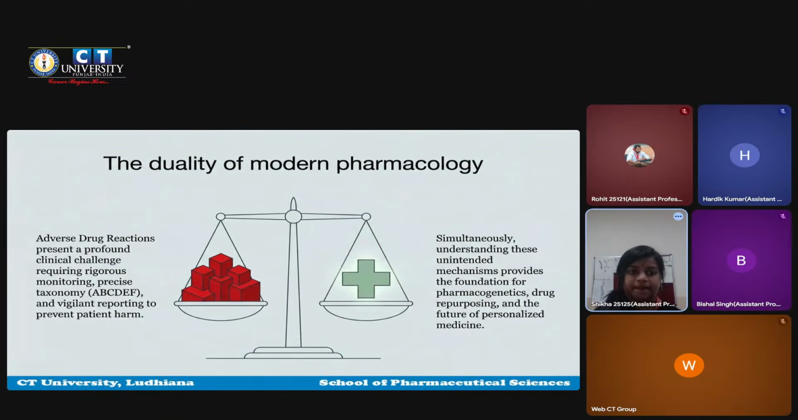Next, the duality of modern pharmacology. ADRs present a profound clinical challenge requiring rigorous monitoring, precise taxonomy, that is A, B, C, D, E, F, and vigilant reporting to prevent patient harm. Simultaneously, understanding these unintended mechanisms provides the foundation for pharmacogenetics, drug repurposing, and the future of personalized medicine.